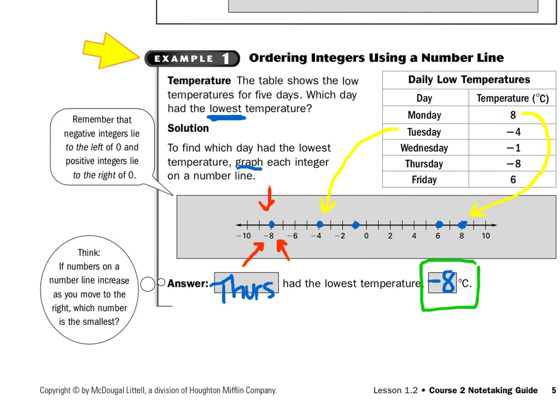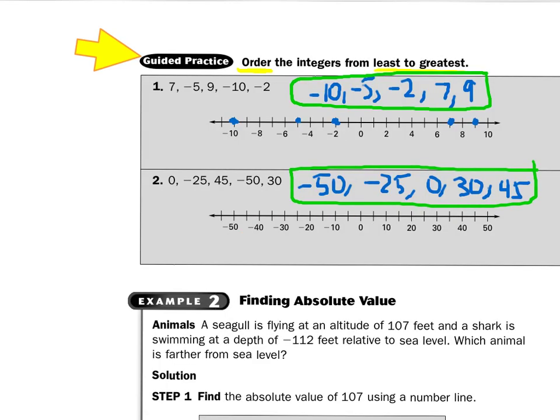So if you follow this arrow, that means I would put a solid closed dot at +8. And then Tuesday was -4. So I put a solid closed dot at -4. And I graphed the other points. But you'll notice that when they wanted the lowest temperature was right here, the -8, because it's the farthest away from 0 as I go to the left. So -8. So the answer would be Thursday had the lowest temperature of -8 degrees Celsius.